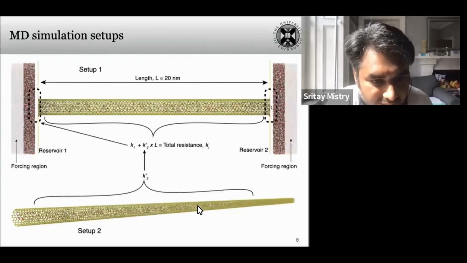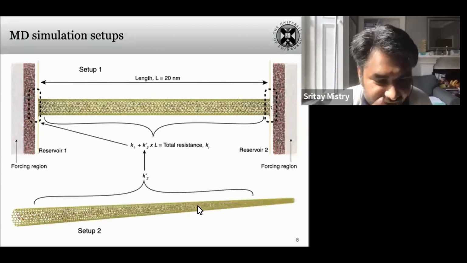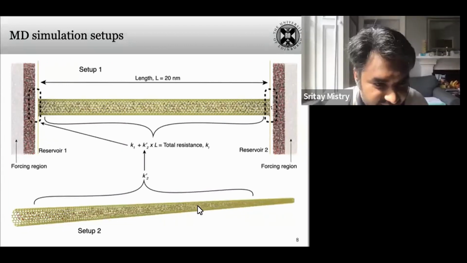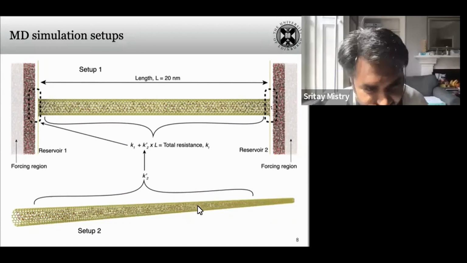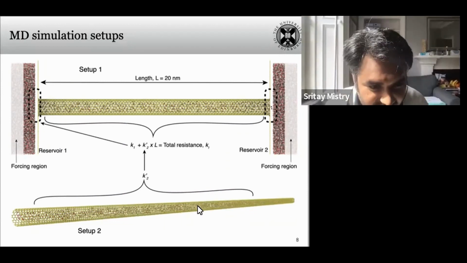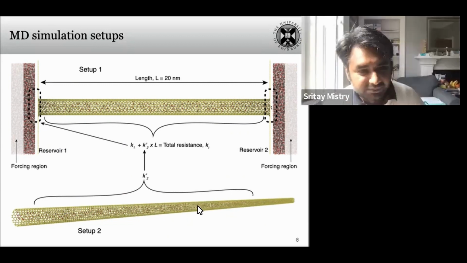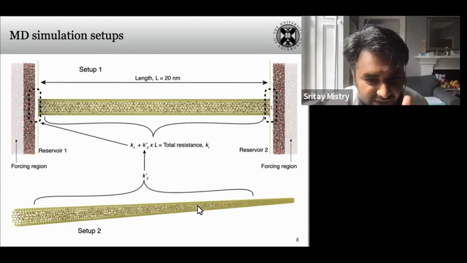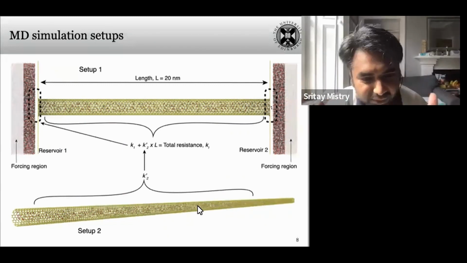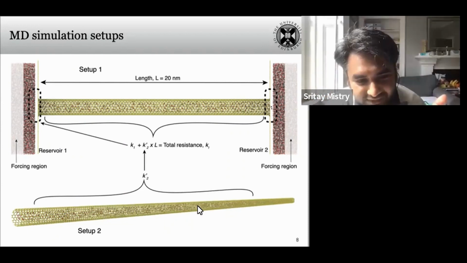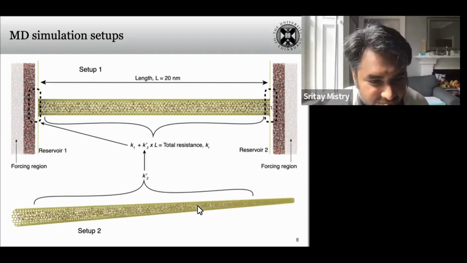setup. Remember, we have to calculate two resistances. We have to calculate K1, the end resistance, and K2, the nanotube flow resistance, right? So we have two unknowns. We take two different kinds of setup. In setup one, we have a short nanotube connected at both ends to reservoirs. And in setup two, we have a very long nanotube with periodic boundary conditions on both ends. So it's essentially modeling an infinite nanotube.